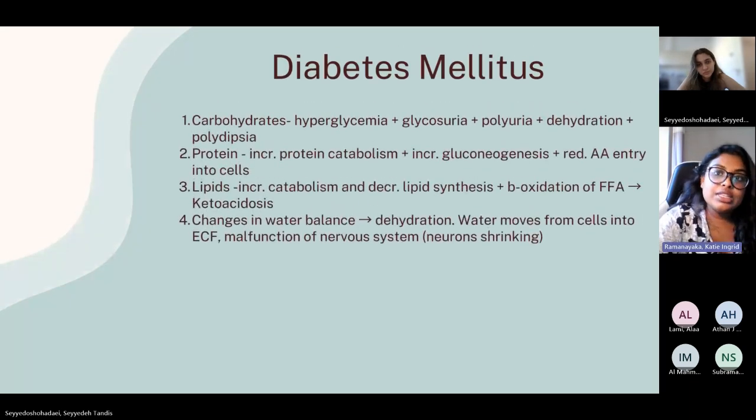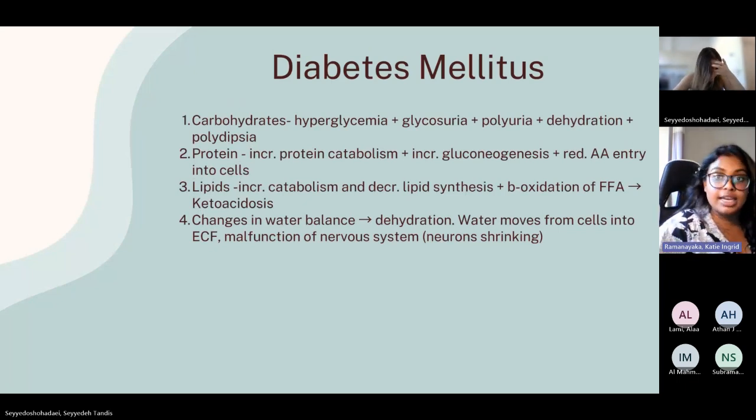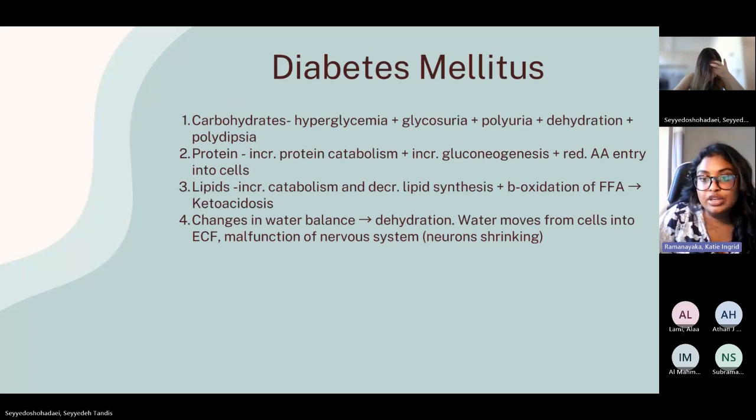Now, we already know what the effect of insulin is. In diabetes mellitus, either the body has no insulin production, which is seen in diabetes mellitus type 1, or reduced sensitivity to insulin, which is diabetes mellitus type 2. This differentiation is in your lectures, so please do go through it. But overall, what happens in diabetes mellitus?